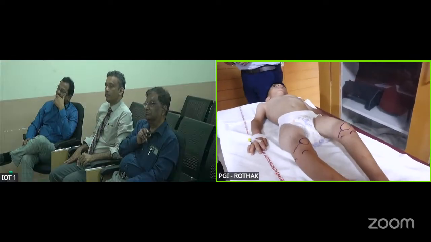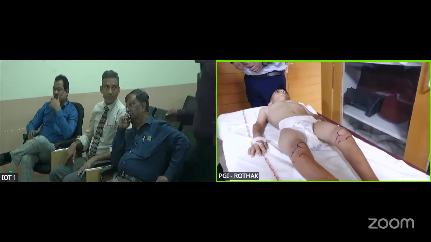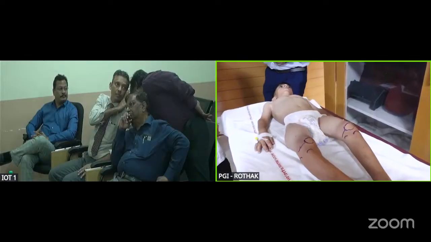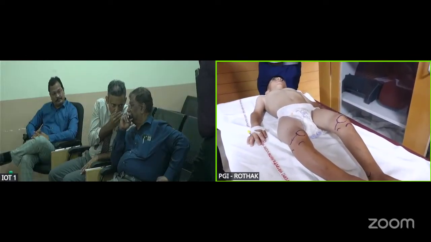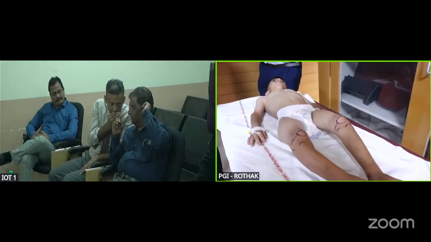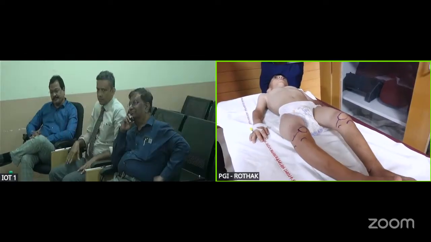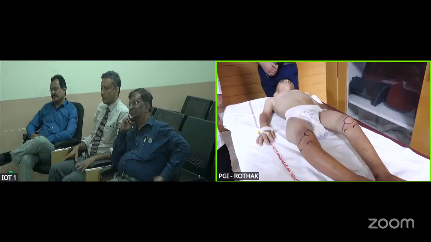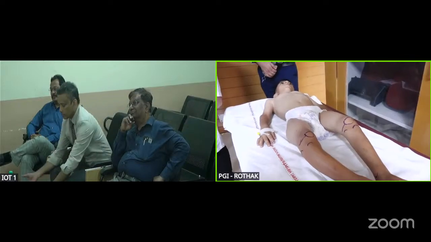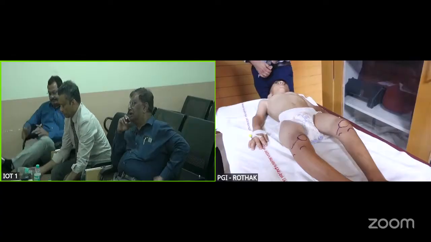Okay. So what is your probable diagnosis based on this examination you have done? First, what do you think? Is this child normal? Is this child syndromic? What do you think in this case?